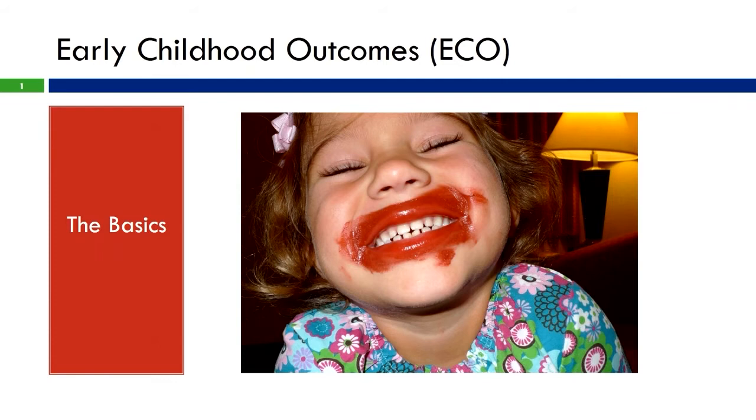The companion documents mentioned throughout this series are available on the Department of Elementary and Secondary Education, DESE's website, on the Office of Special Education's page. Click on the Early Childhood Special Education tab and choose the Early Childhood Outcomes box.